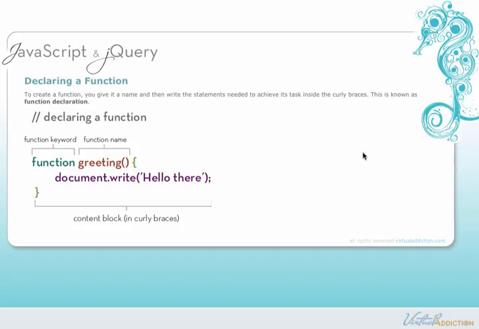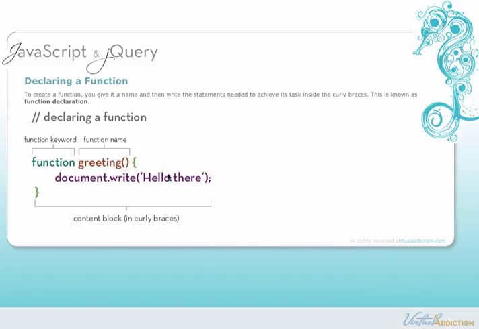So to create a function, you give it a name and you write statements that are needed to achieve the task within the curly braces. This is known as a function declaration. This is a simple example of a function declaration. You declare a function using the function keyword. You give the function a name. This is also referred to as an identifier, and it's always followed by parentheses.